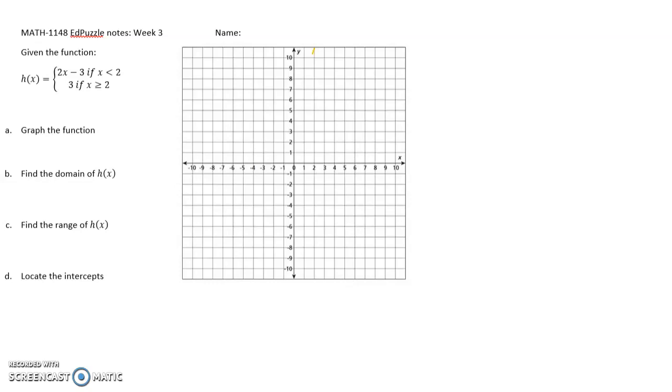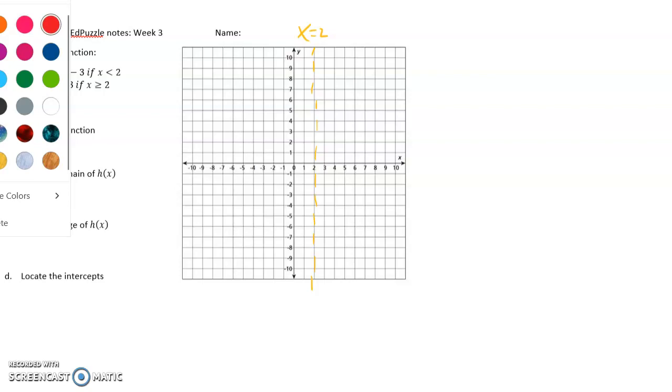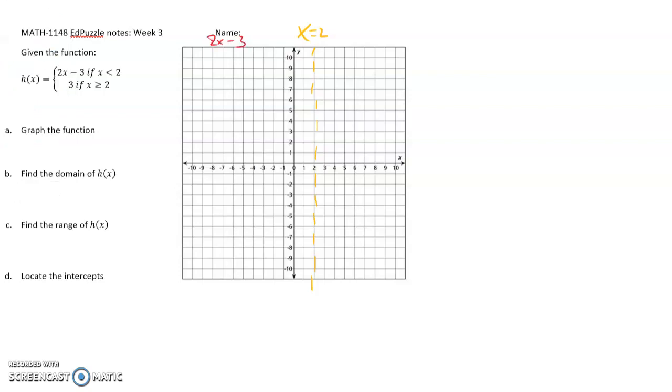So what I'm going to do right now to help myself out is draw a vertical line down at x equals 2 as best as I can, because this lets me know that I'm going to have one picture on the left-hand side and another on the right-hand side. On the left-hand side, it should look like the graph of y equals 2x minus 3, and over on the right-hand side, it should look like the graph of y equals 3. So let's first take a look at this first piece, which is 2x minus 3.